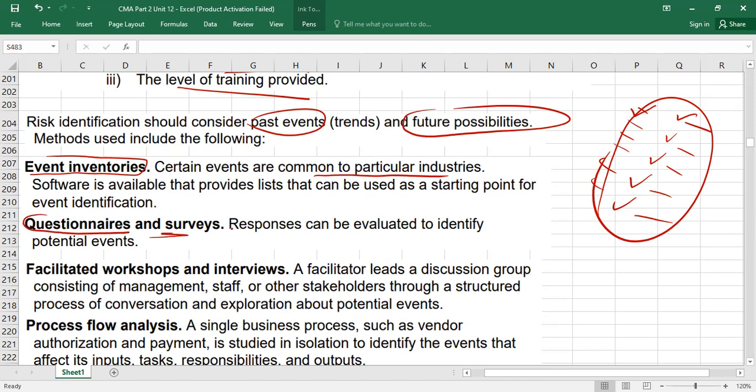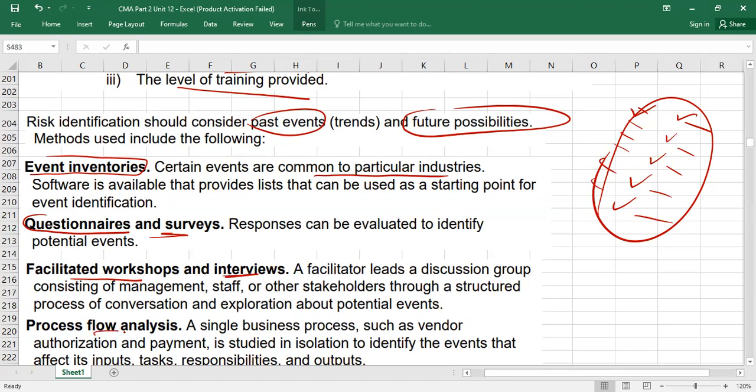Questionnaires and surveys. Sometimes, guys, you may prepare a questionnaire and send it to the different departments. I hope you know the questionnaire, right? Each departmental manager may fill in that questionnaire and send it back to you. That can also be used to identify the potential events or risk. Then the third method which we can use is facilitated workshops. We can conduct certain workshops, or we can conduct interviews of key personnel, key people, right? That can also help you to identify the risk. Obviously, once you have a conversation with the different departmental managers through workshops or interviews, it may help you to identify the risk.